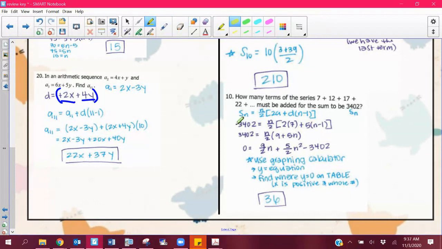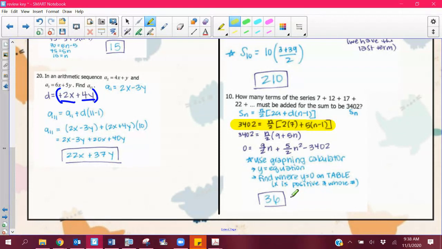But remember, you can plug this into your calculator just like this. You just need to move everything to one side of the equation. So if you were to type this into your calculator, again, you need to subtract 3,402, kind of like how we did here, and then go look at the table in order to find where you have the x that's a positive and a whole number. You could also use the numeric solver if that's something that interests you. But again, this one takes a little bit of finagling in the calculator.